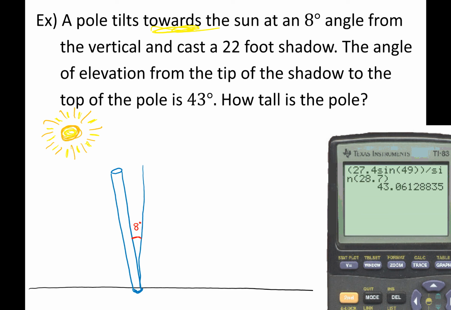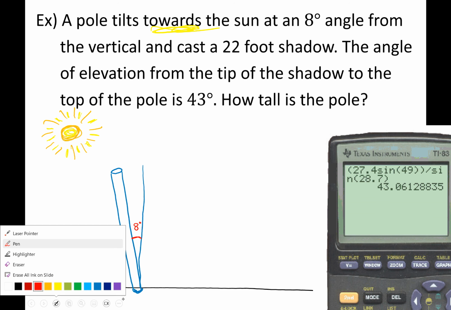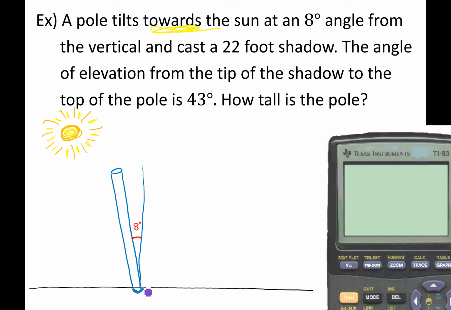And then it casts a 22-foot shadow. So I'm gonna draw a shadow. We'll use purple for the shadow. So it's gonna cast a 22-foot shadow, meaning the shadow obviously is gonna be away from the sun. So let's say that's about 22 feet. So that's 22 for the shadow. Okay, so that's my shadow, and that's 22 feet.